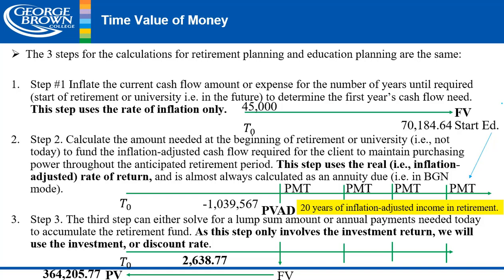The amount that I would need today is $364,205. Earning at 6%, I would have $1,039,000 at the end of 18 years, and that would be enough to fund me 20 years of inflation-adjusted income in retirement, starting with the first payment of $70,184, which is the equivalent of $45,000 today. Now, I could also set it up that I want to make a monthly payment of $2,683 into my retirement savings plan. So that's the last slide.